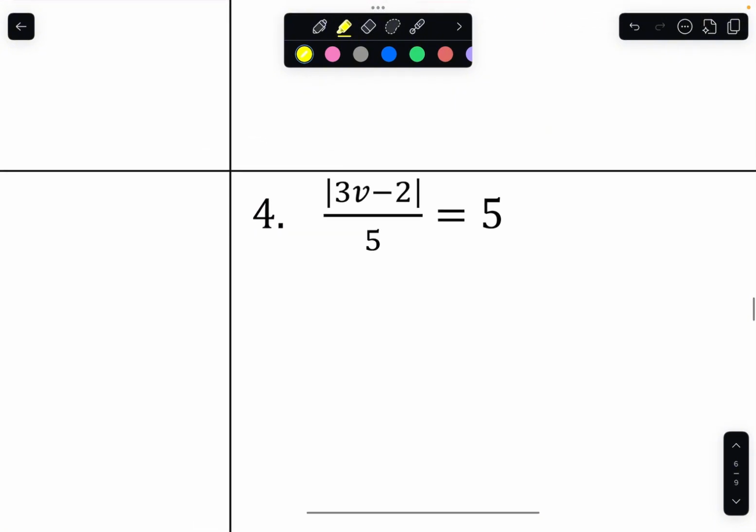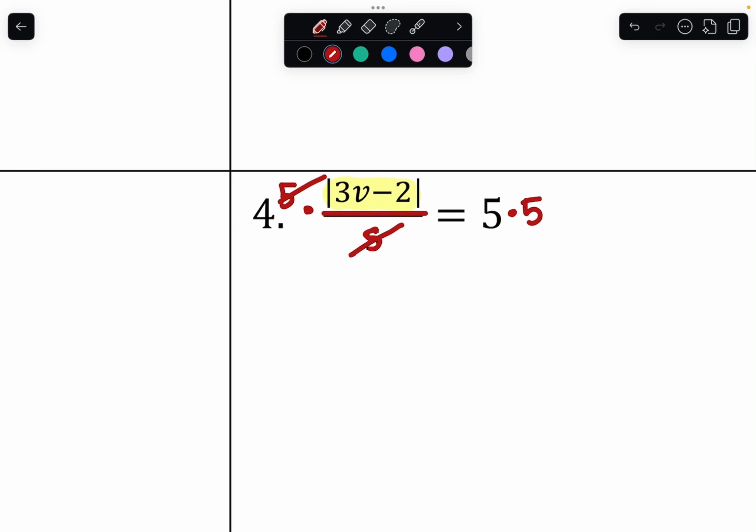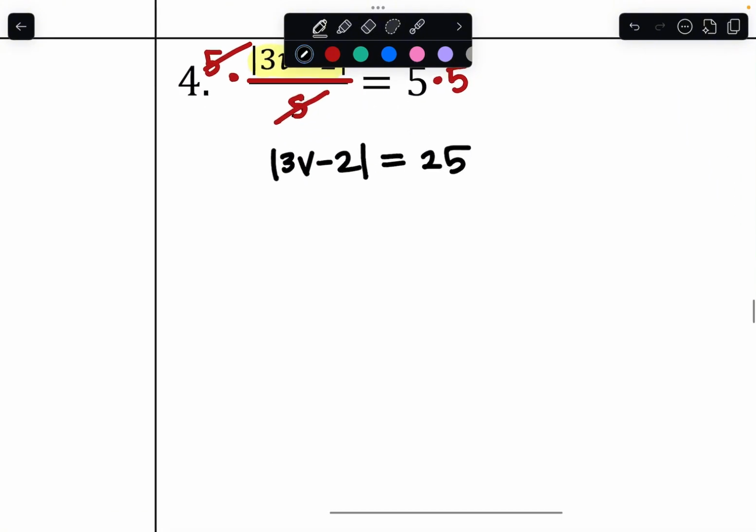Okay, next, here's the absolute value bars and the argument. So we need to get rid of this 5 first. Because it is being divided by 5, the inverse operation would be multiplying both sides by 5. So that leaves me with just a 3v minus 2 on the left and a 25 on the right. So we are going to set the argument 3v minus 2 equal to 25.